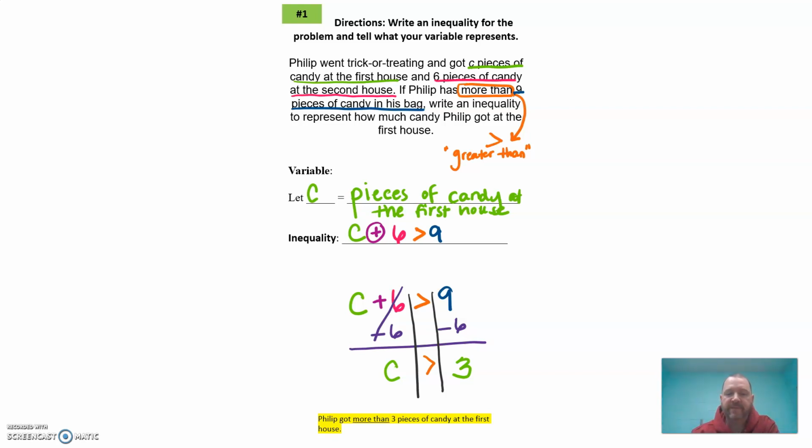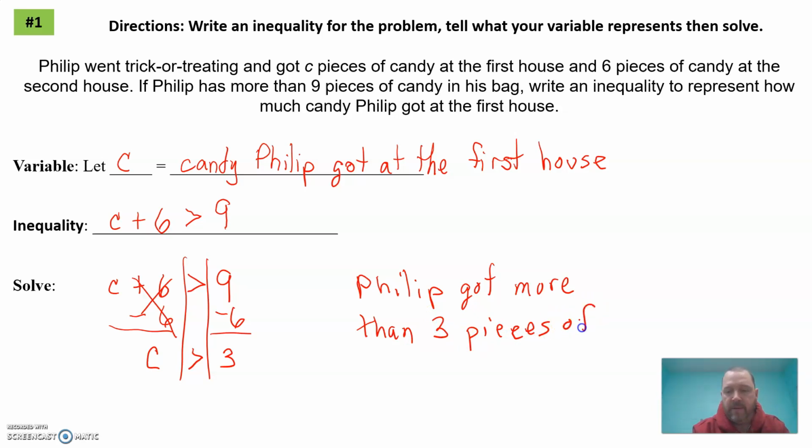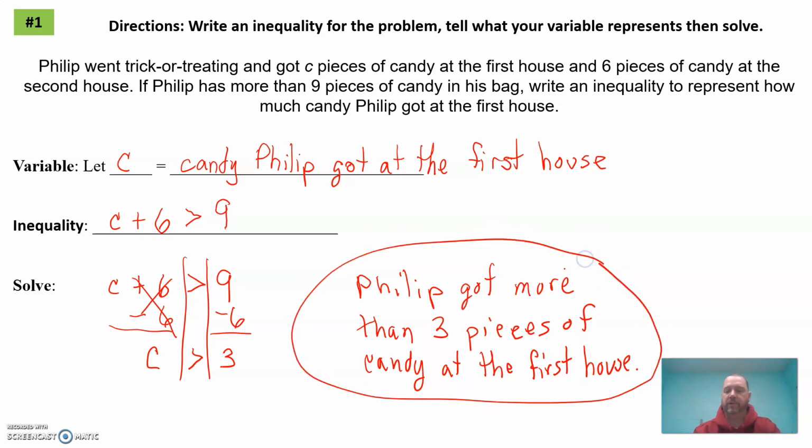And our final answer would be that Philip got more than 3 pieces of candy at the first house. So I should write that and circle that. Philip got more than 3 pieces of candy at the first house. That'll be my answer to the question.